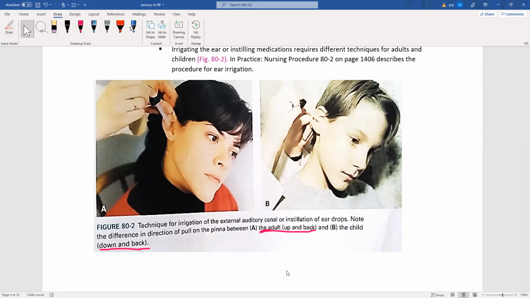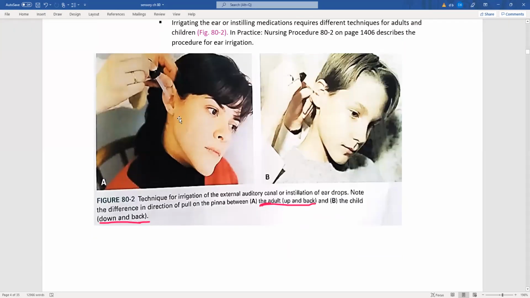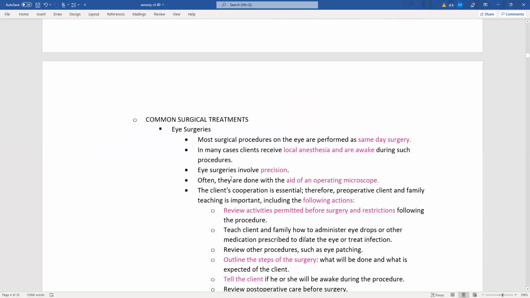So we have that: adult, up and back. Children look up to adults because they're tall. So up and back for the adult. The parent looks down at the child, so down and back for children. Adults are up and back; child down and back. I know that's going to be on the test.